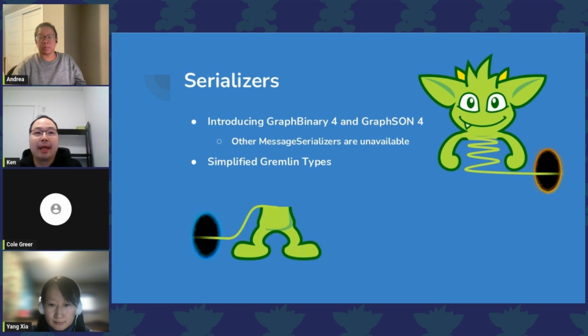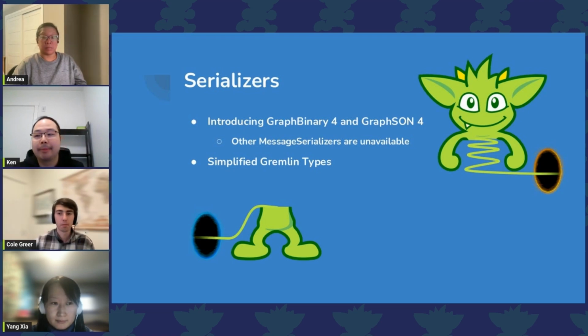Another thing to keep in mind is that GraphBinary v4 and GraphSON v4 are the only message serializers that are going to be supported out of the box. This really means you can't use things like GraphSON 3 or GraphBinary 1. Those won't come with the server. So you'll only be able to use GraphSON 4 and GraphBinary 4.